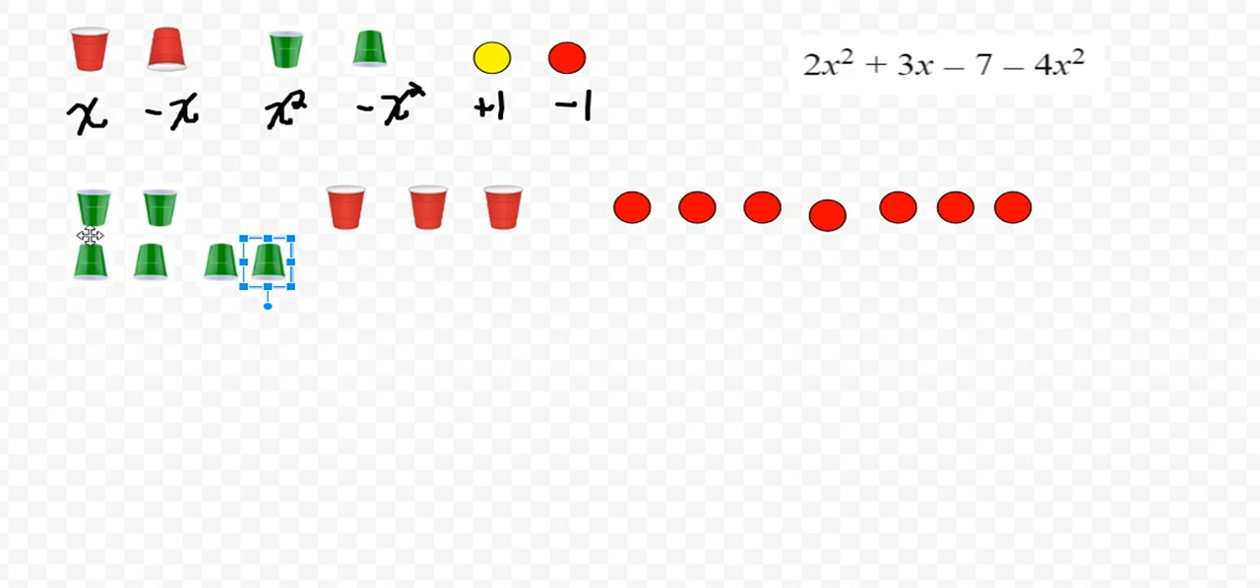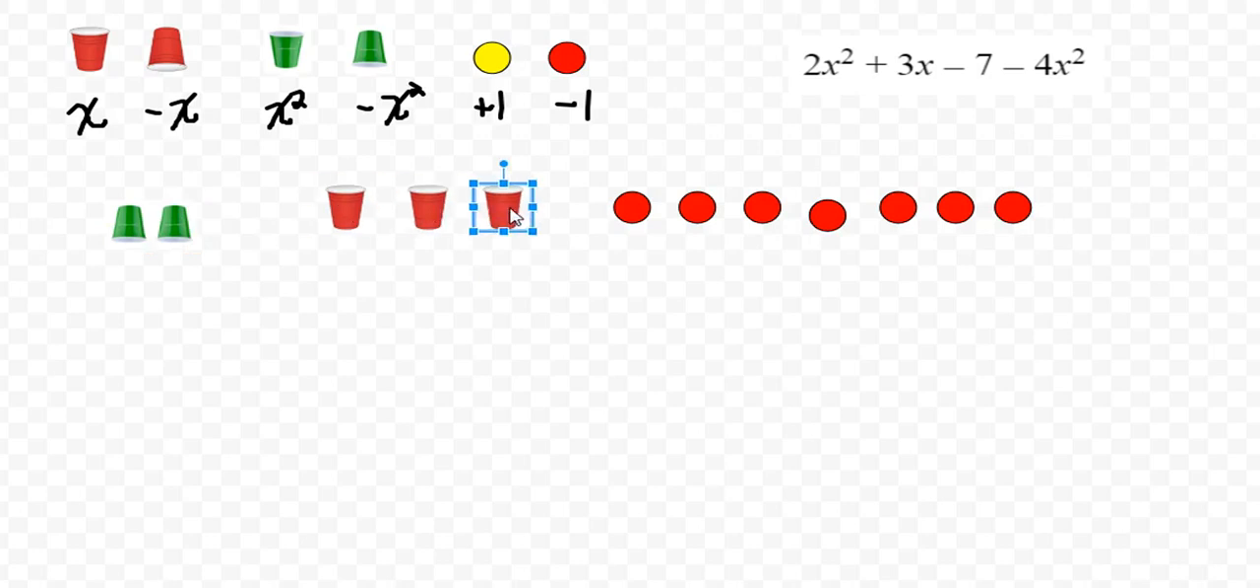I'm going to take out my 0 pairs. Got 1 up, 1 down here, 1 up, 1 down here. So I'm going to go ahead and delete those. Okay, so I'm left with 2 green cups upside down. I don't have any up and down red cups. So I just have 3 red cups up, so I'm going to leave those alone. I don't have anything that's going to cancel with my chips, so we're going to leave those alone.